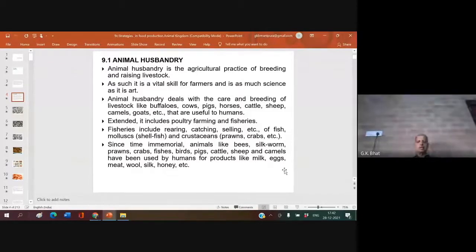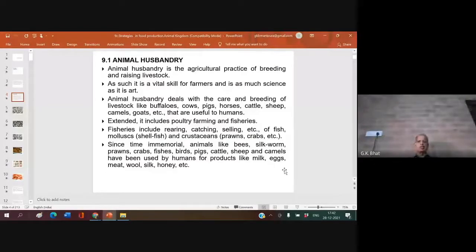Cattle, sheep, camels. Of course, you know that we don't go for pig milk, right? Yes, cattle, sheep, camels are used for milk. And you know, birds are used for eggs. Pigs are used for meat. Of course, cattle also sometimes.